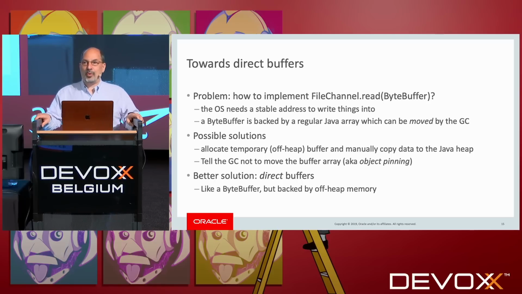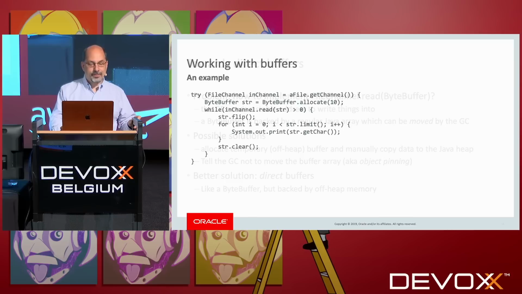What was invented at that point was this notion of a direct byte buffer, which is backed not by an array in the managed Java heap, but in the native heap. So we call that off-heap. It's not really off-heap. It's off the Java heap. It's on the C heap. So a direct byte buffer is backed by a non-moving buffer in the unmanaged C heap.